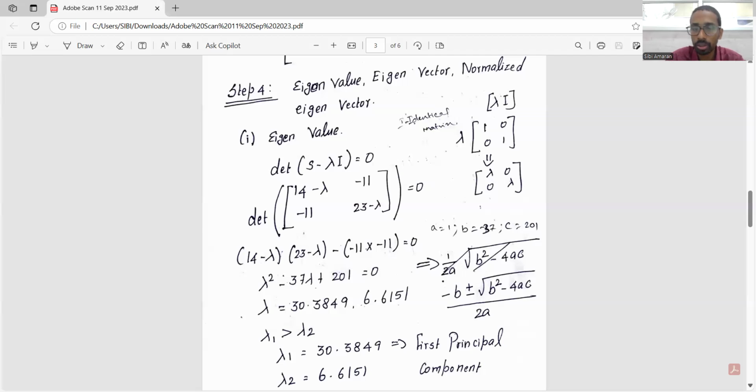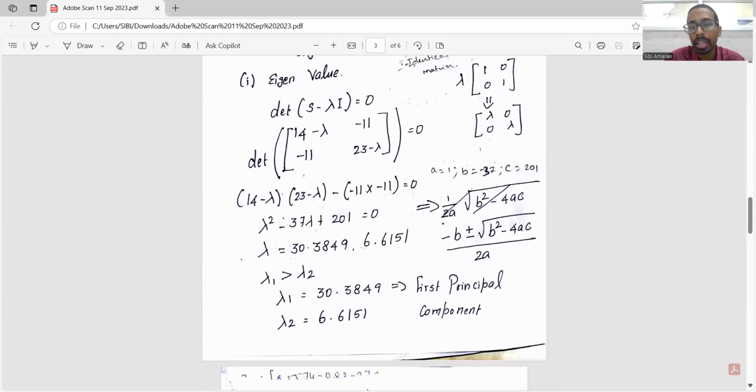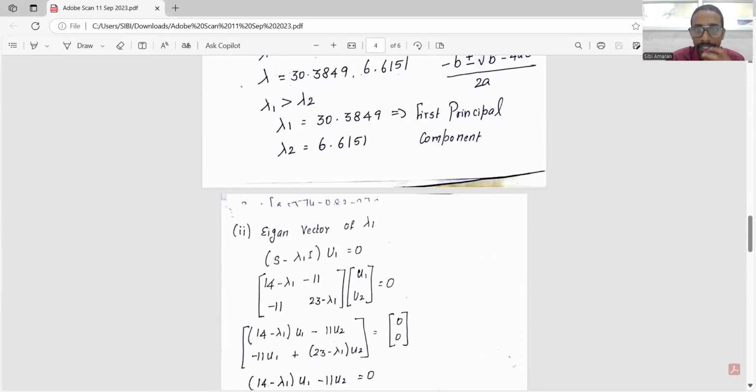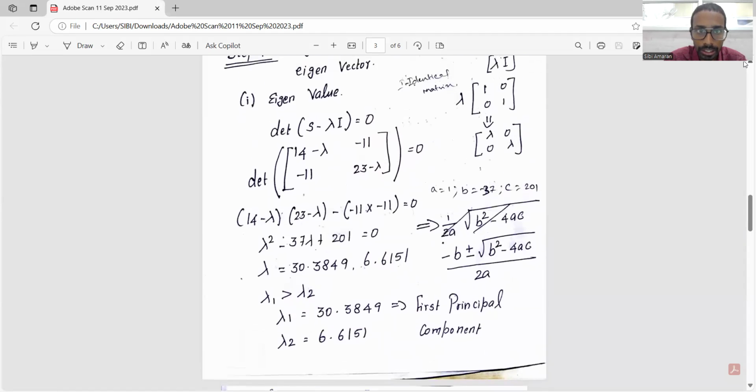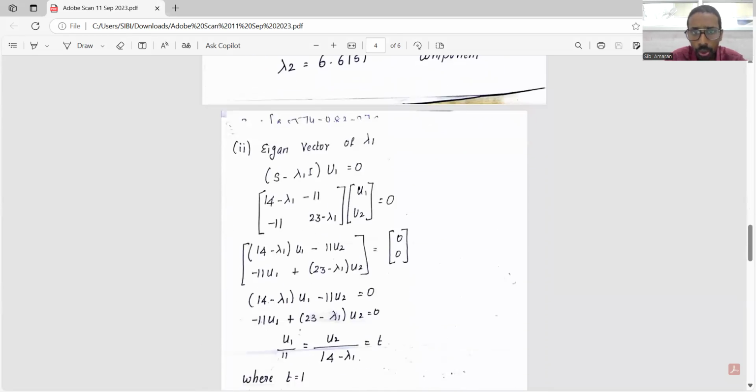In this, I have to take out the bigger value, and again the vector. Which is the bigger value? Lambda 1. So I have to make a slight variation in this. So S minus lambda 1 I, into I have to apply U1 and U2, the reason being that I'm applying the 2 cross 2 matrix. So I have to apply U1 and U2 equal to 0.